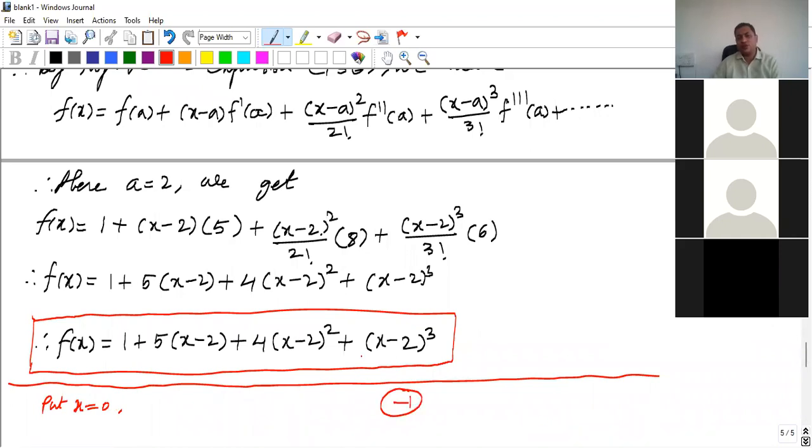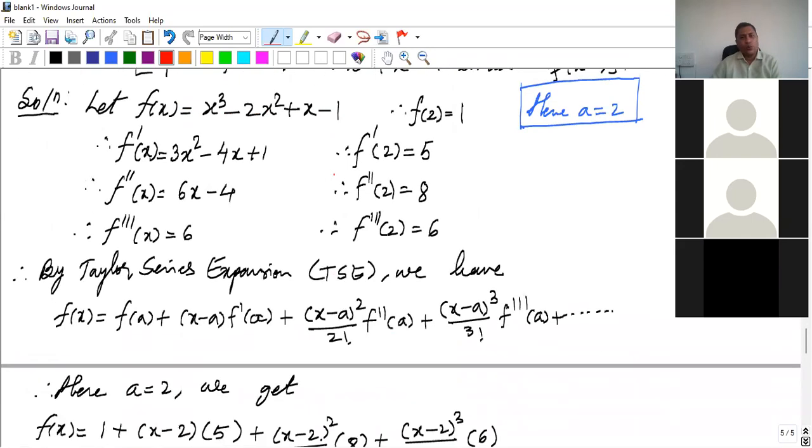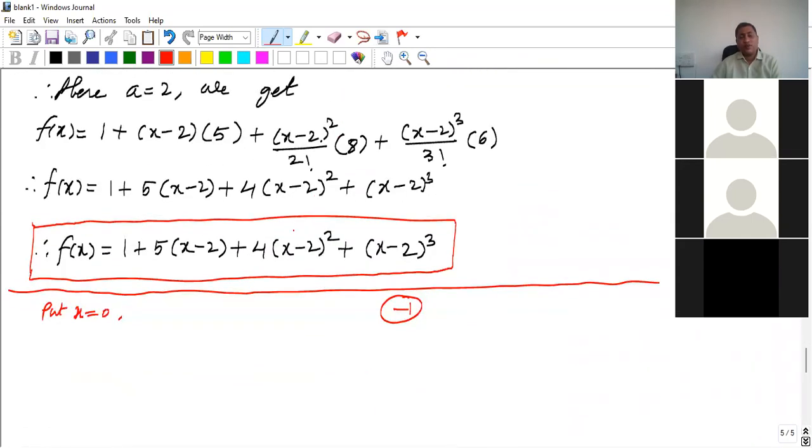And this minus 1, where did it come from? Here it is a constant. So when you put x is equal to 0 in this expansion or in this function, you will get minus 1. Whatever the constant value is, that is what you should get when you put x is equal to 0. So let us try here. Put the value of x is equal to 0. So what do we get? 1 plus 5 times minus 2 plus 4 times minus 2 square, and this is going to be minus 2 cube.